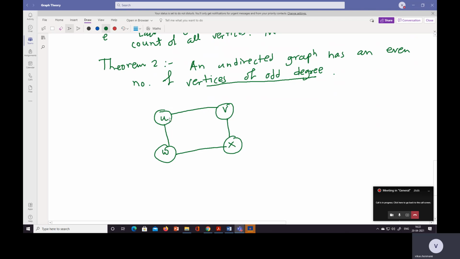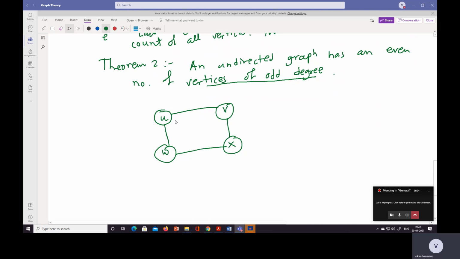So u has degree 2 because two edges are coming to or going out of this u. So this is not one of the vertices that we try to find. So the degree of u is 2. Same way, the degree of w is also 2, the degree of v is also 2, and the degree of x is also 2. So there are no vertices of odd degree, so that means 0.